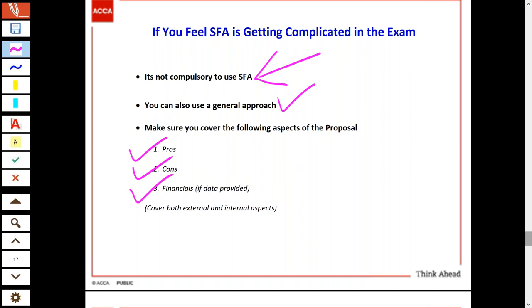Please repeat what you said about acceptability in a private company. In a private company, because the shareholders themselves are directors, if the directors are proposing an acquisition plan, then the shareholders will automatically accept because they are one and the same person. Okay.